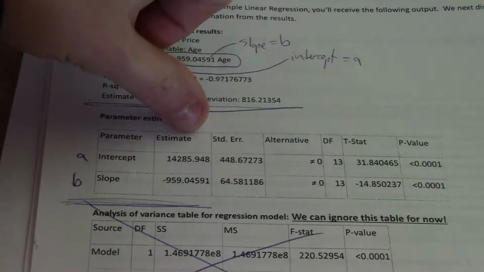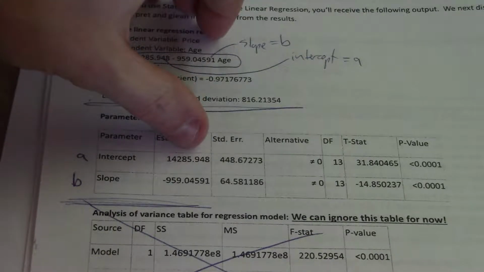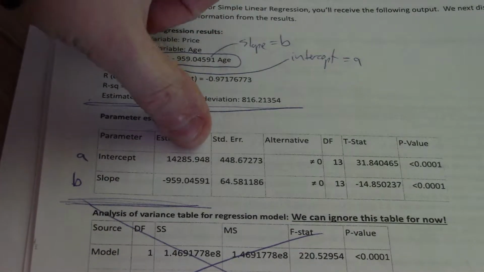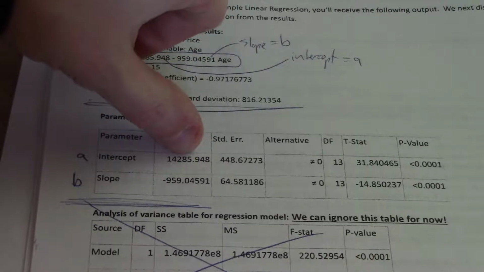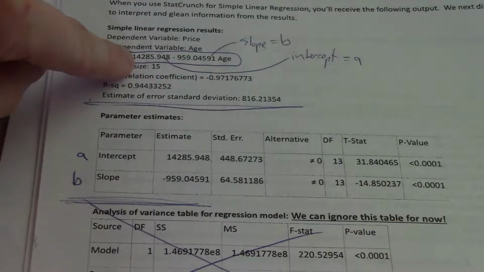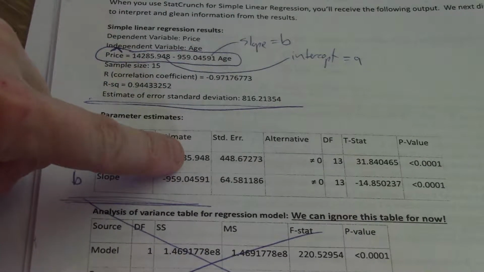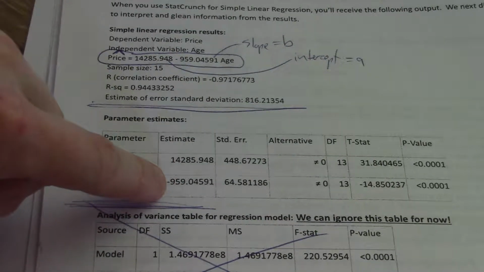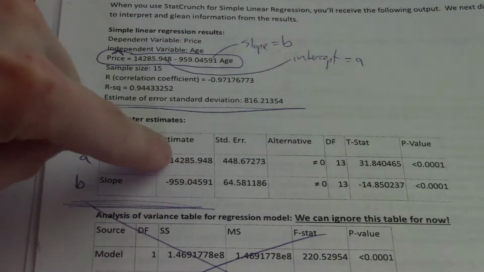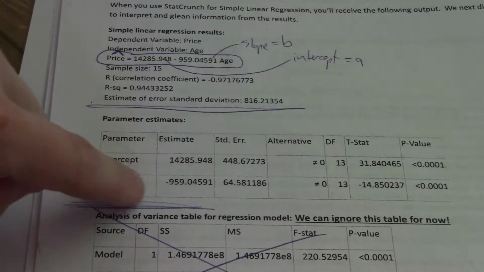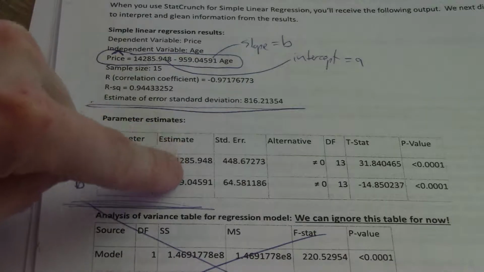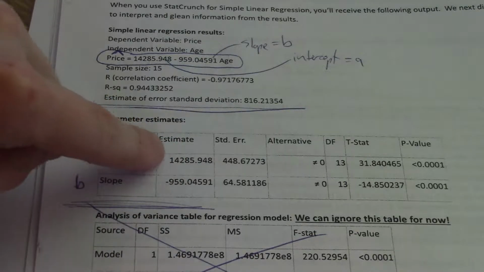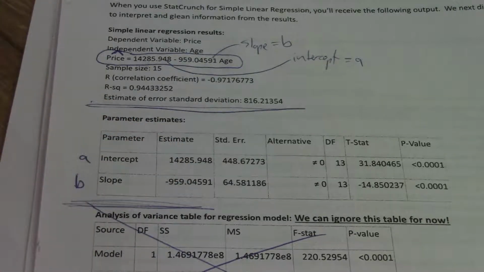So the second column, these are the estimates. So it's telling you that using the least squares method, the intercept value is estimated to be that 14,285. So that's where this value in the best fit line equation comes from. The slope, negative 959. So this is just a more explicit way of seeing what the values are. They're still in the best fit line, but it's maybe a little easier to glean them from this table.